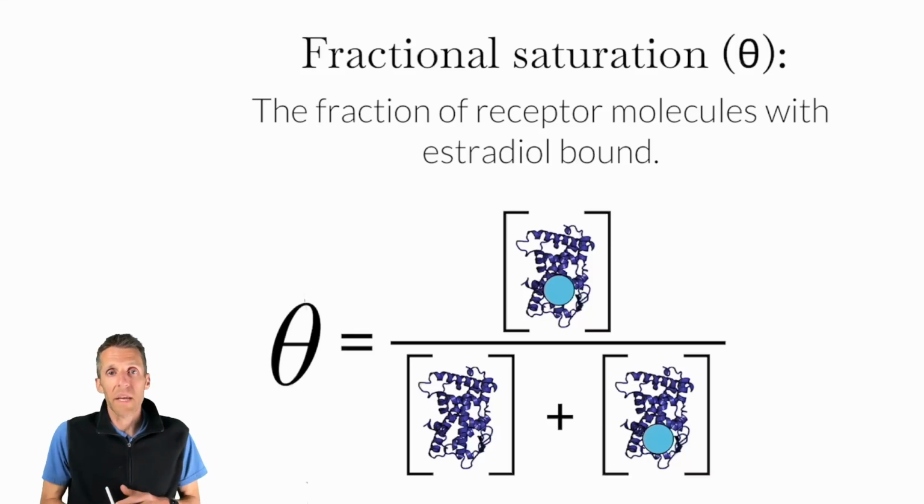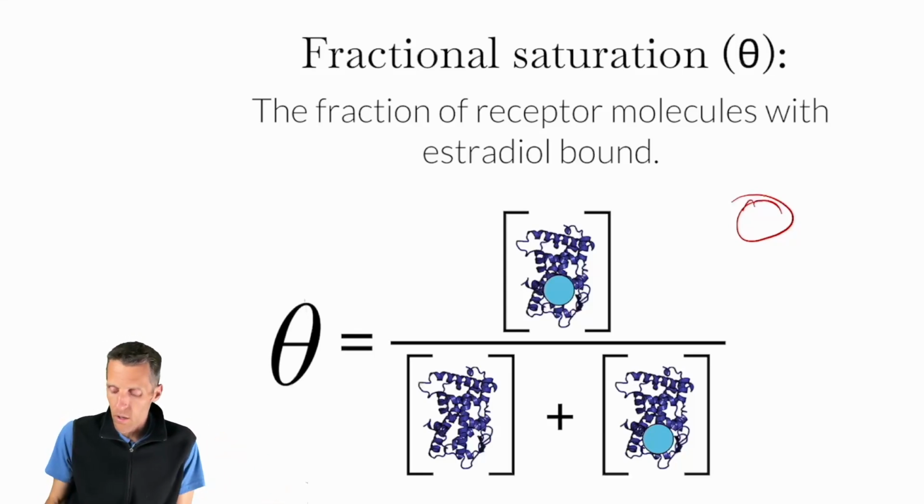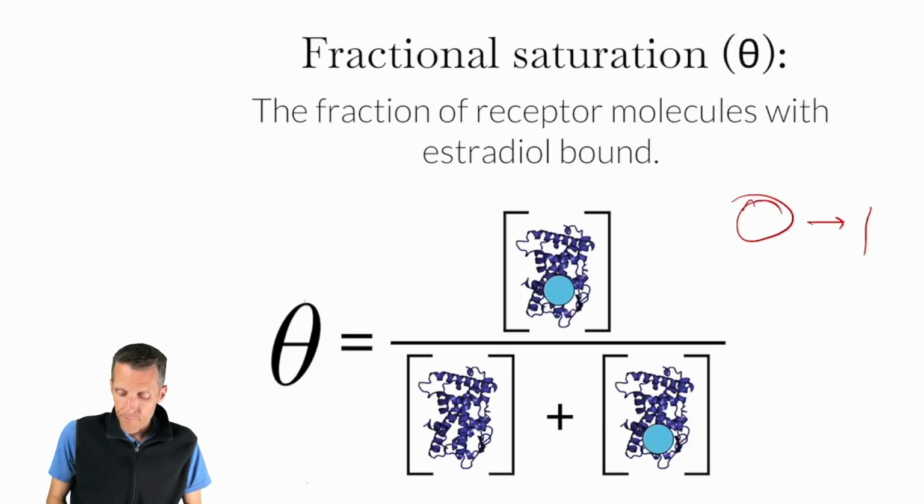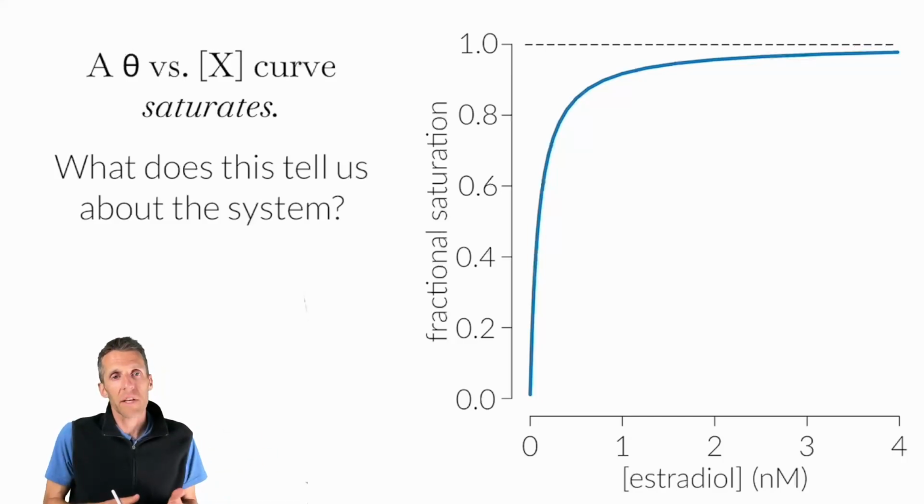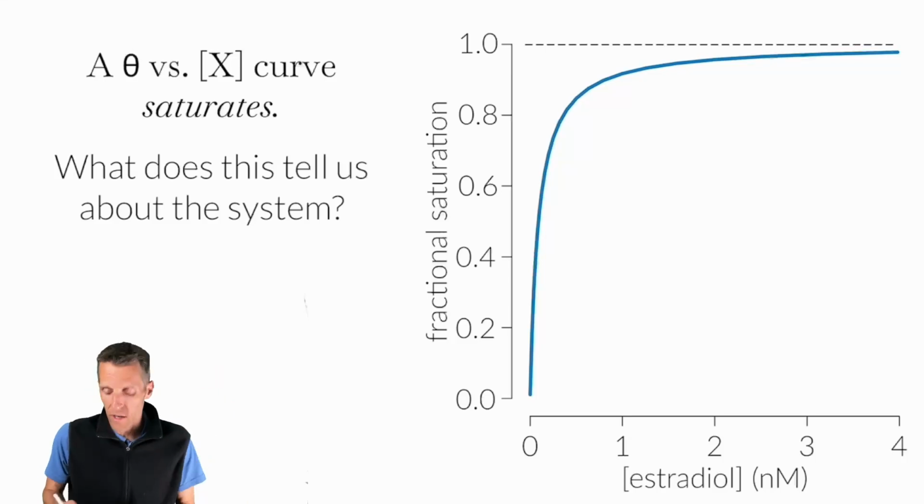And this is intimately related to this idea of fractional saturation. This measures what fraction of the receptor molecules have estradiol bound. This value ranges from 0, where there's no bound receptors at all, all the way up to 1, where all of the receptors are bound with estradiol. If we look at a curve that shows the concentration of X, the concentration of estradiol in this case, on the X-axis, and then theta, fractional saturation, on the Y-axis, we get a curve that looks like this. It starts low, comes up, and saturates.